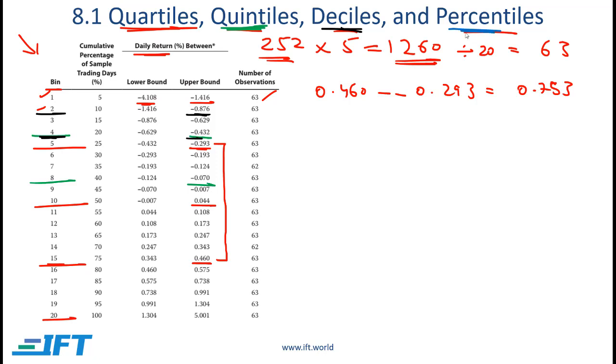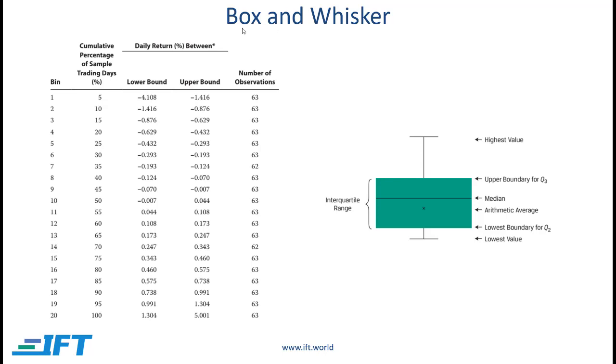For percentiles, I'll use blue. Now, if you are asked what's the 50th percentile, the 50th percentile also represents the median. The 50th percentile would basically be the halfway mark. So our 50th percentile will be over here. The 60th percentile would be 0.173, and so on.